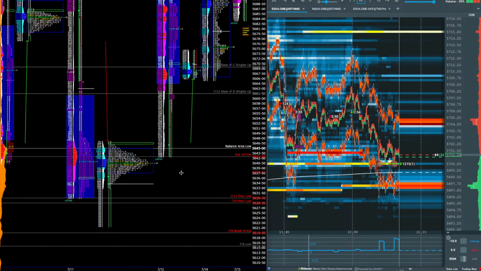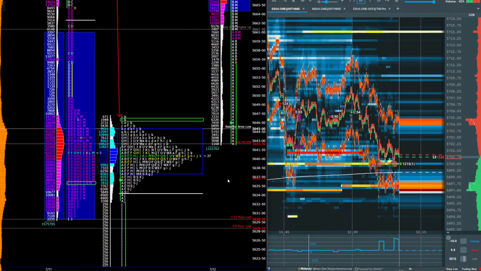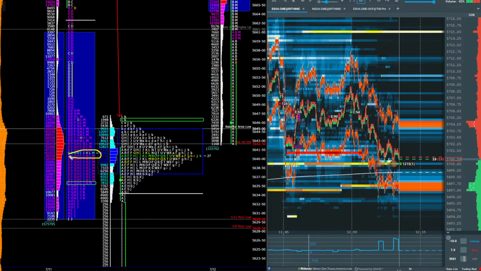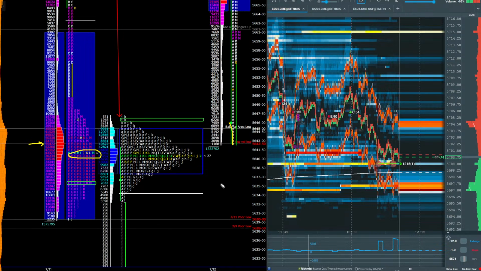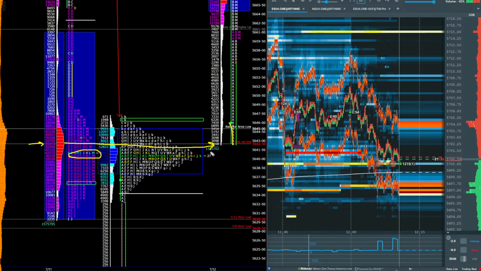Here's an example of that. So you had a very prominent time point of control here, 9 letters across. Volume point of control is a few points higher. The next day, the market came down. What did it tag? And then reverse to a tick. The volume point of control. So from one day to the next, the volume is more important than time.